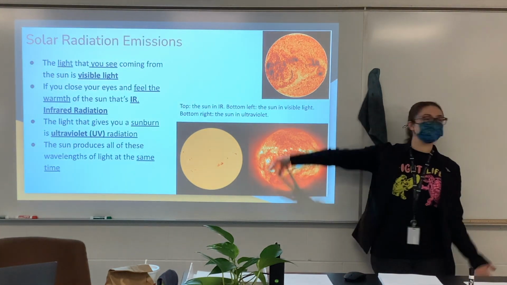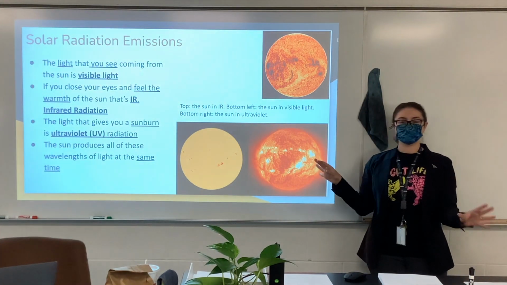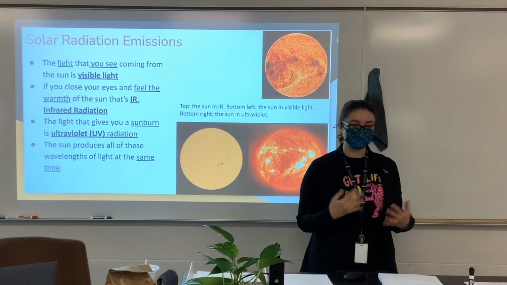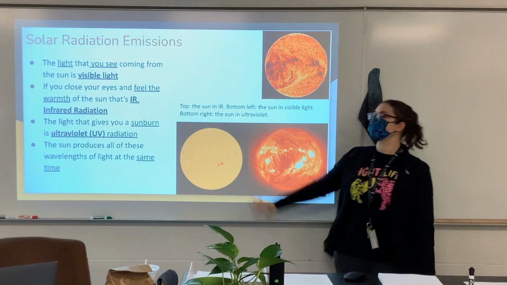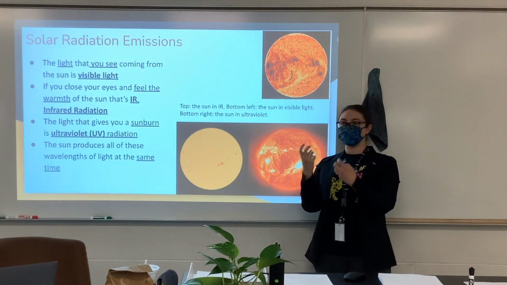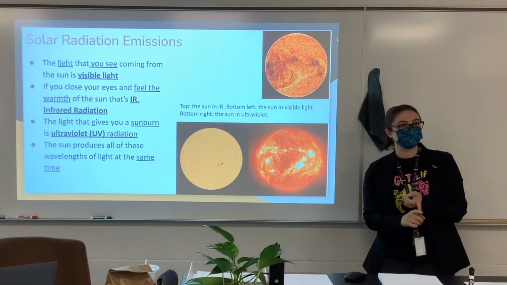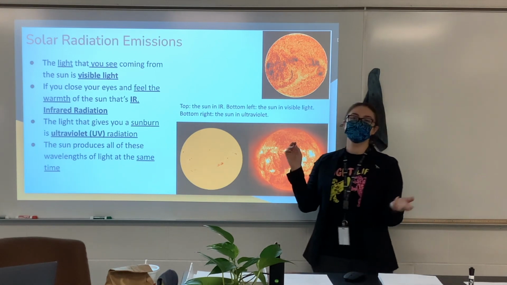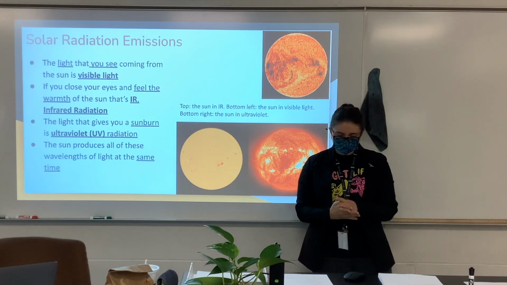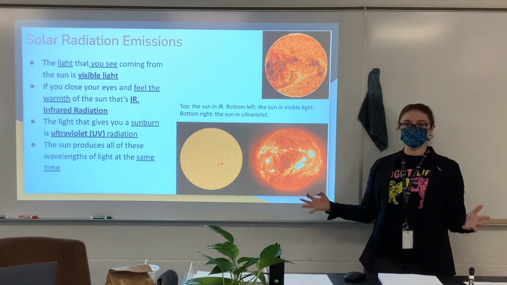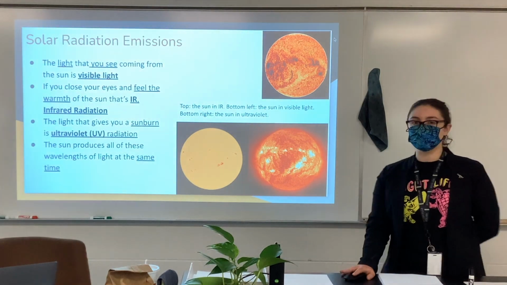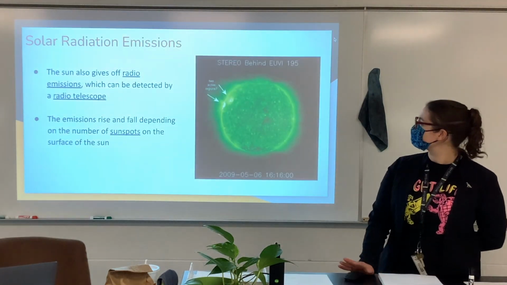And the sun emits all of these types of light all at the same time. All of these different wavelengths of light are being emitted by the sun all the time. These are probably the three that we're most familiar with because they're the ones that we physically interact with. We see sunlight, we can feel its warmth, and I'm sure everyone has had the unpleasant experience of a sunburn. But these aren't the only wavelengths of light that the sun emits. There are other wavelengths that are equally interesting to scientists.